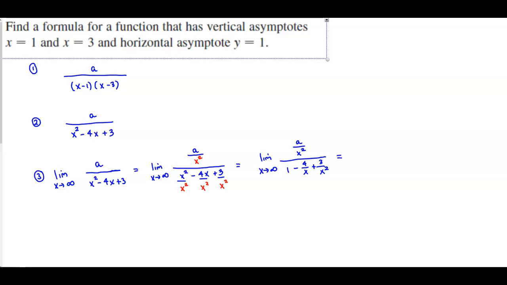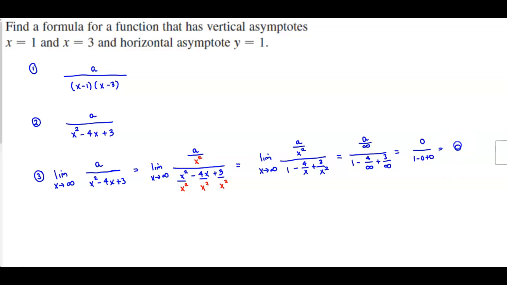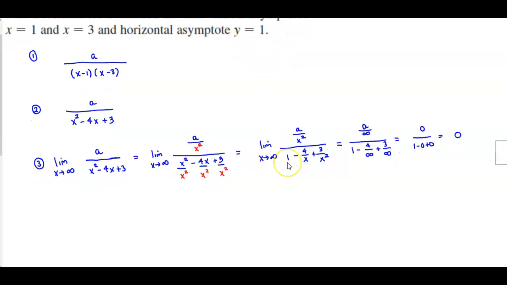So now when we evaluate this limit, we get a over infinity, over 1 minus 4 over infinity plus 3 over infinity. So we end up getting 0 over 1 minus 0 plus 0, which is equal to 0. Okay, so basically what this function tells us is that the horizontal asymptote will be at 0, but what we want to get is y is equal to 1.